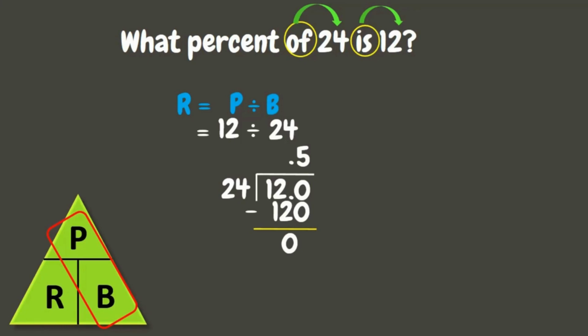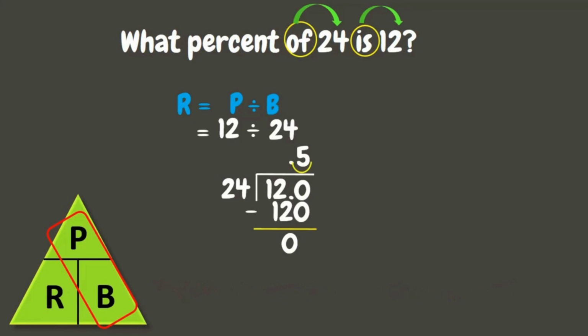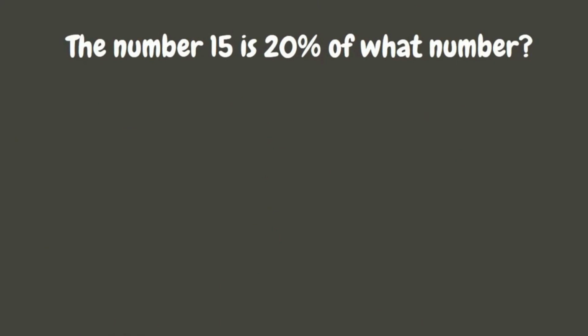Now to get the percent or the rate, we need to change the decimal to percent. Here, to change decimal to percent, we are going to move the decimal point 2 times to the right. 1, 2. Since there is a missing place value, let's put 0. Now let us change the decimal point to percent sign. Now our answer is 50%. This means that 50% of 24 is 12. Wonderful! Alright, we have another one right here.